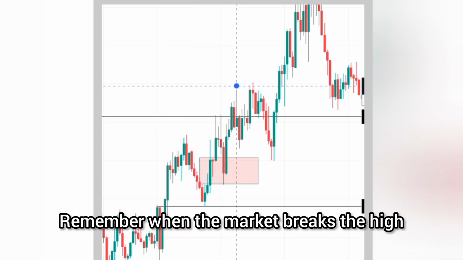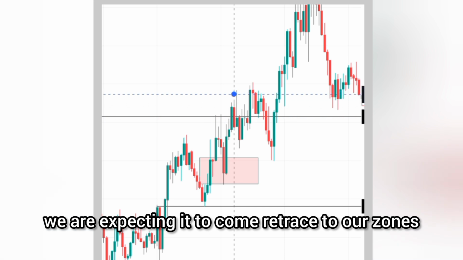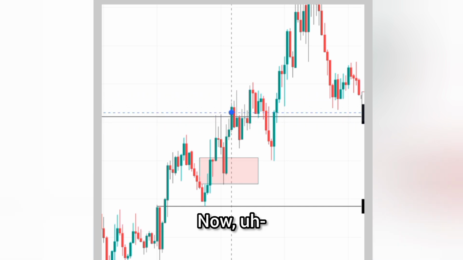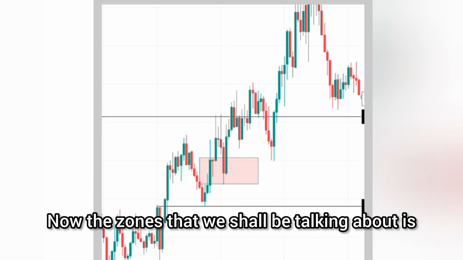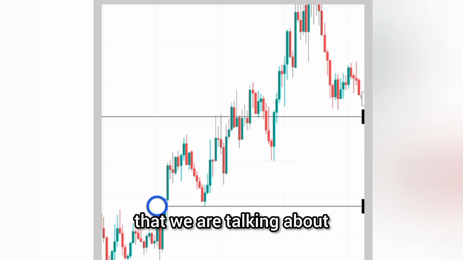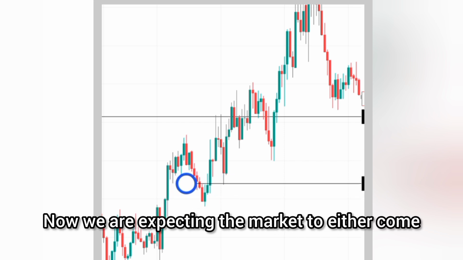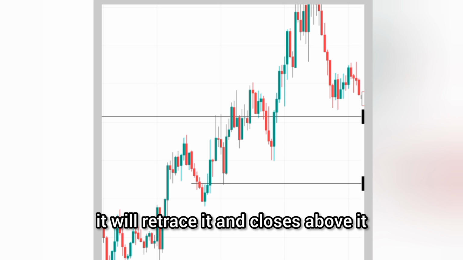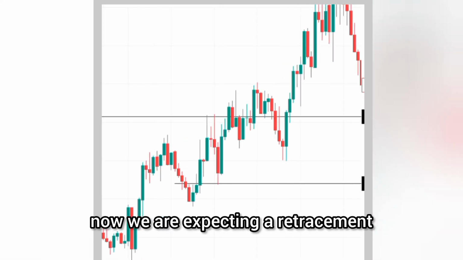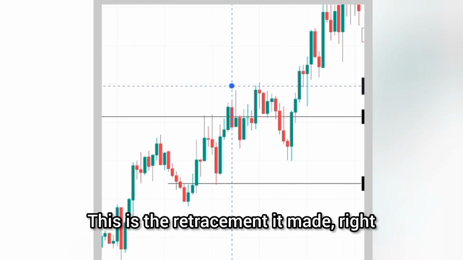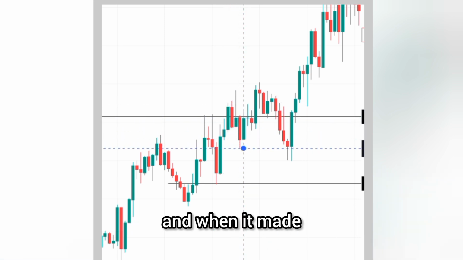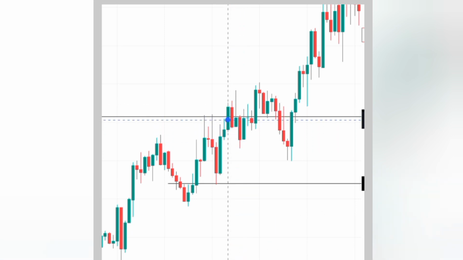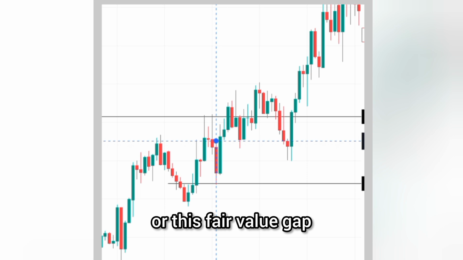Remember, when the market breaks the high, we are expecting it to retrace to our zones. This is the high that we are talking about. We are expecting the market to either break this high, or when it doesn't break it, to liquidate it and close above it. Because it has broken the high, we are expecting a retracement. This is the retracement it made, and when it made that retracement, we're expecting it to come to this order block or this fair value gap.